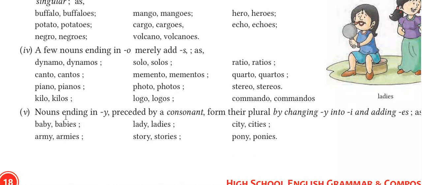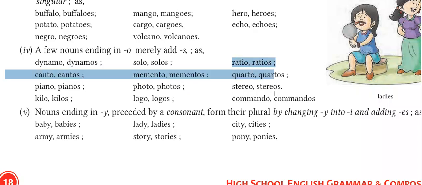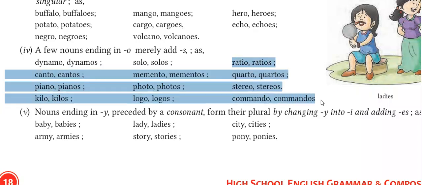Rule number 4 says that a few nouns ending in o merely add s. For example, dynamo becomes dynamos, canto becomes cantos, piano becomes pianos, kilo becomes kilos, and then we have solo becomes solos, photo becomes photos, ratio becomes ratios, and commando becomes commandos.